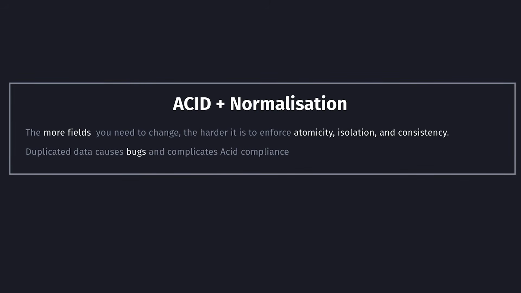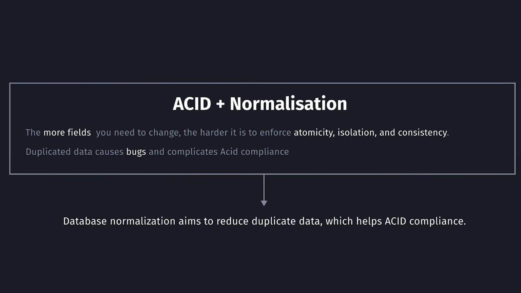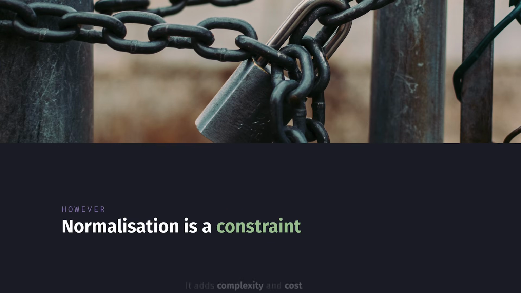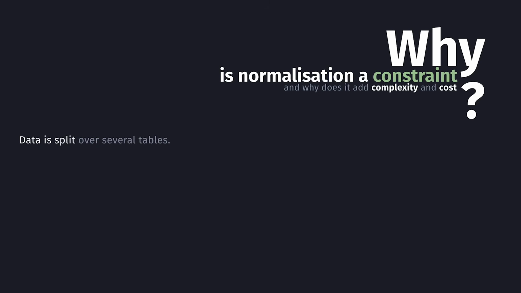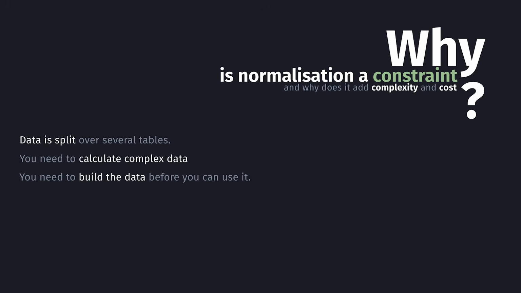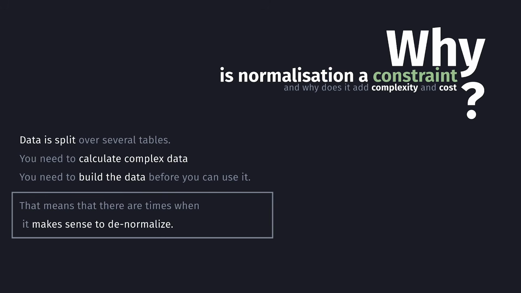Database normalization aims to reduce duplicate data. However, it's also worth noting that database normalization is a constraint. It adds both complexity and cost. Why? Well, data is split over several tables, and there are no calculated fields. You need to build the data before you can use it. That means that there are times when it makes sense to denormalize.